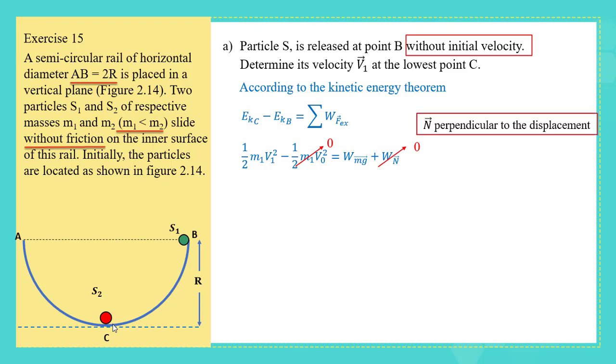So we can say half m1 v1 squared minus 0 equals m1 g r, since the height from B to the ground is the radius of the semicircular rail. Then v1 equals the radical of 2 g r, while the v1 vector is tangent to the rail at point C.